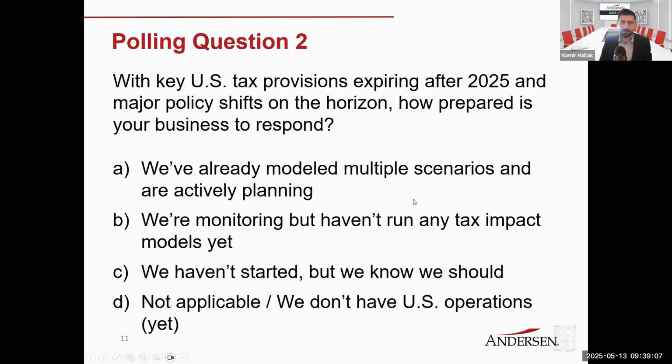And with that, we're going to polling question number 2. This is a survey of kind of where you're at. So with these key tax provisions in the US, a lot of them expiring in 2025 and after, and some major policy shifts as you see on the horizon, how prepared is your business to respond? A, we've already modeled this out. We have multiple scenarios and we're actively planning for it. B, we're monitoring, but we haven't run any tax impact models yet. C, we haven't started, but we know we should. And D, not applicable. We don't actually have US operations.